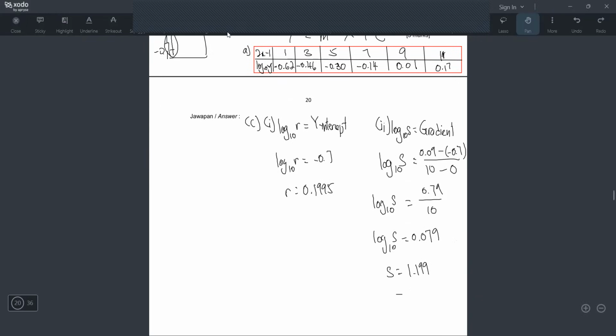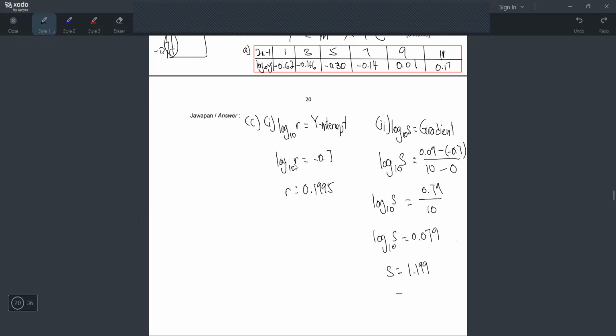All right. Some students will tell me something like this: log base 10, when you move it there, becomes number base. So if I say log r is equals to negative 0.7, r is equals to 10 power negative 0.7. Like that can also. If you tekan 10 power negative 0.7, it's the same as shift log negative 0.7. So yeah, it's the same. So this one I erase.